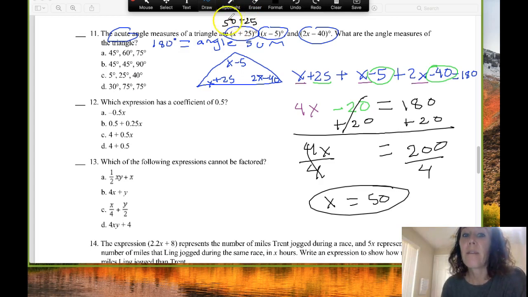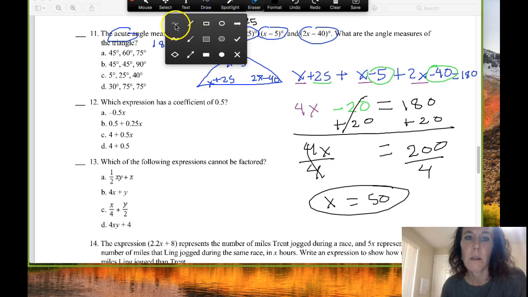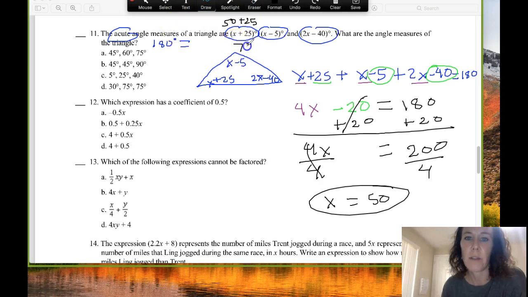50 plus 25, 50, 60, 75. So 75 is one of them. All right, so I'm going to write it right here. Sorry, it's kind of crunchy. And then just erase here so you guys can see this. Okay, let's write it right here, 75.